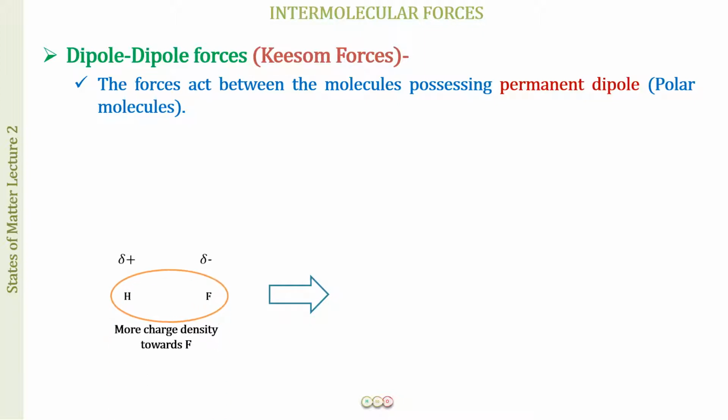So for example, we have the HF molecule. So you know the HF molecule, this is a polar molecule. The fluorine atom is more electronegative than the hydrogen atom.